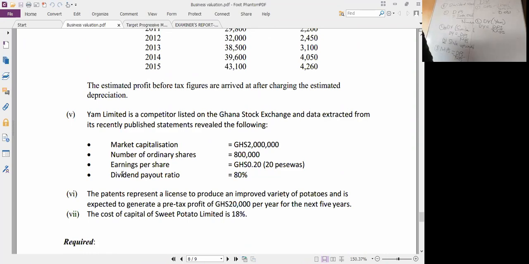They say dividend payout ratio. So if they have made earnings of 20 pesos per share, what will be the dividend? They say for every 100 cedis of earnings per share that they had, they will pay out 80%. So the dividend payout is 80%. What will be the dividend per share? When they give the payout, just multiply the payout by the earnings per share. It will give you the dividend per share.